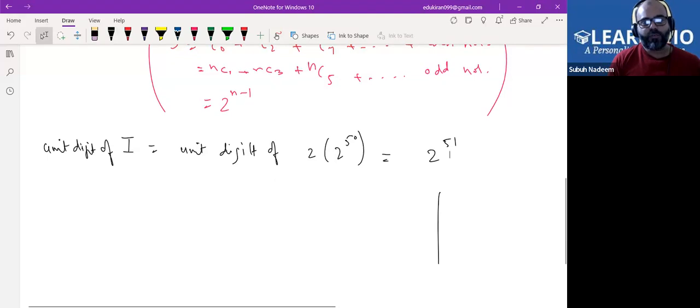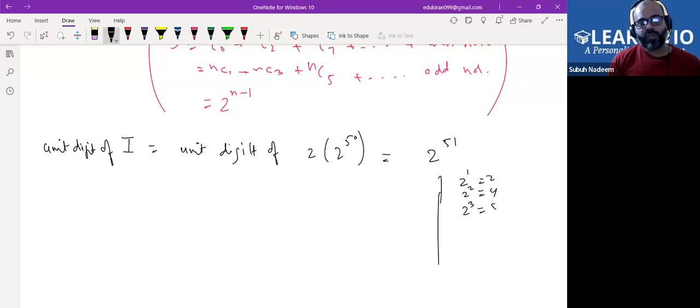So the cyclicity of 2 is 4. We have 2 to the power 1, which is 2, then 2 square, which is 4, then 2 cube, which is 8, then 2 to the power 4, which is 16, then 2 to the power 5, which is 32, then 2 to the power 6, which is 64, then 2 to the power 7, which is 128, 2 to the power 8, which is 256, then 2 to the power 9, which is 512. What we see is that the unit digit is 2486, then again 2486, then again 2486. So it is repeating after a cycle of 4.